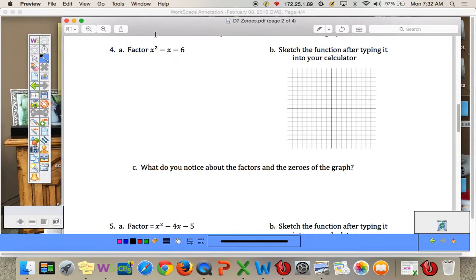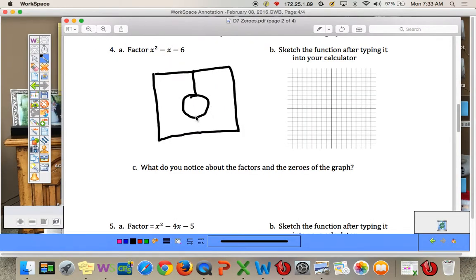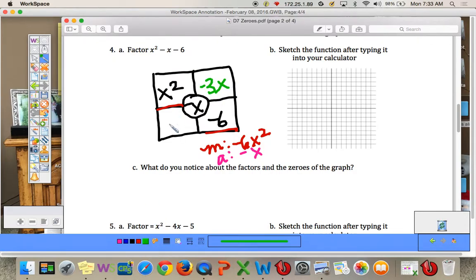Let's factor x squared minus x minus 6. Let's use a box and circle. We have x squared, we have negative x, and we have negative 6. And we want to know what multiplies to negative 6x squared that adds to negative 1x. So what multiplies to negative 6 that adds to negative 1? That would be a negative 3x and a 2x. And then we find what multiplies to each of the terms in the box.